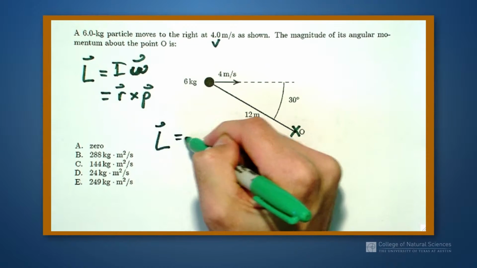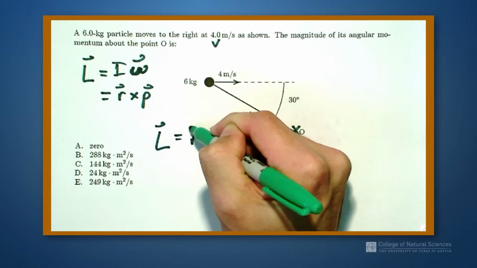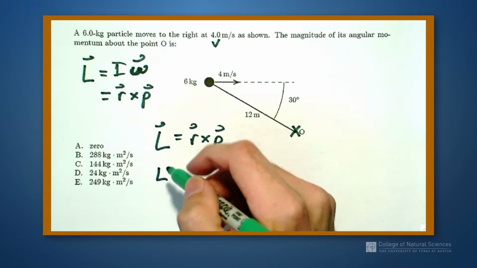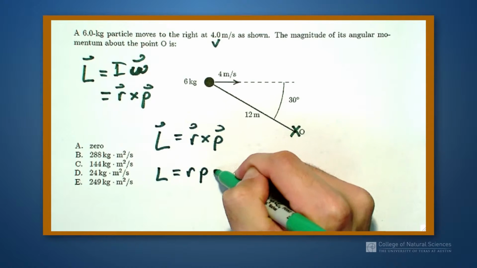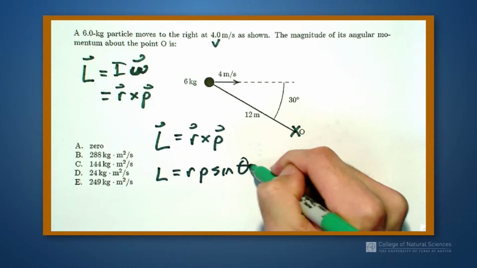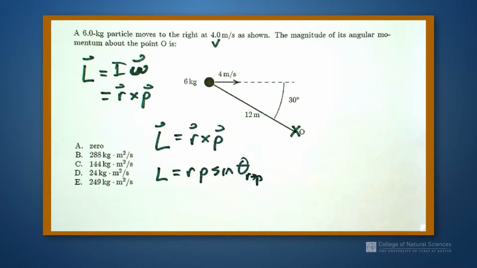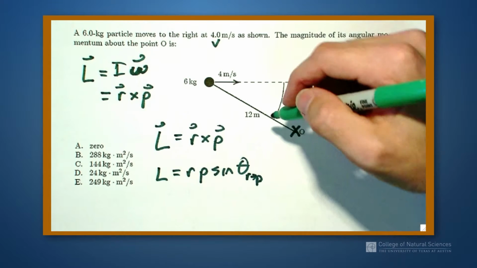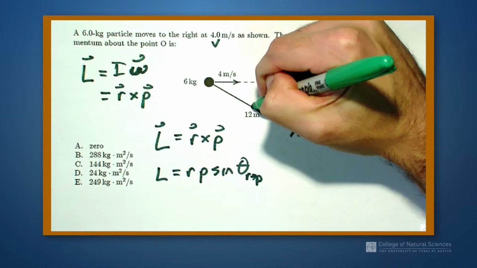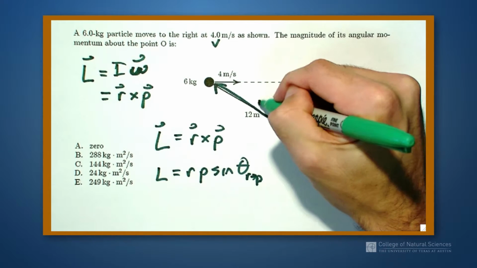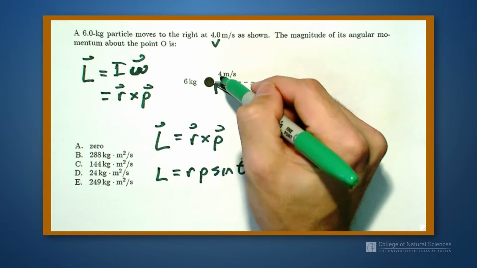So L is equal to r cross p, which, if I actually just want the magnitude of this, it's rp sine of the angle from r to p. The vectors r and p have direction. I want to know what the angle is between those. So let's draw what r looks like. R is a vector that's in that direction.